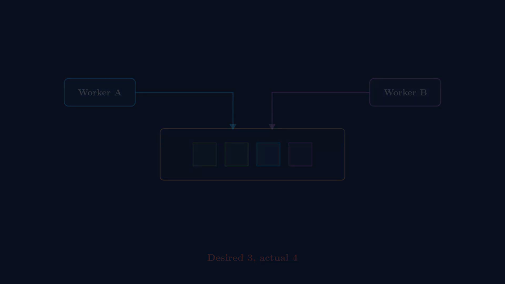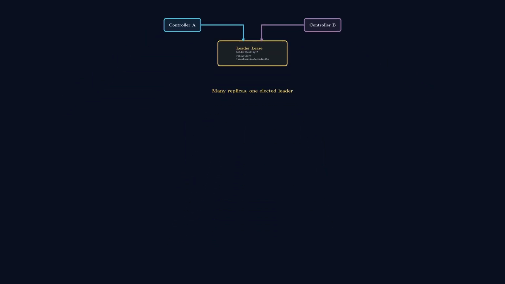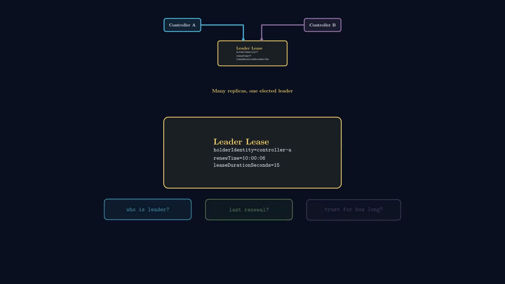Kubernetes controllers commonly solve this by electing one active leader. Both controller replicas are still running, but they compete for one leadership record. The winner performs the protected reconciliation work. The other replica stays ready, but waits instead of acting at the same time. The leadership record is a Kubernetes lease object. You can think of it as a small note that answers 3 questions. Who currently holds leadership? When did that process last renew the lease? And how long should the other replicas trust that ownership before trying to take over?